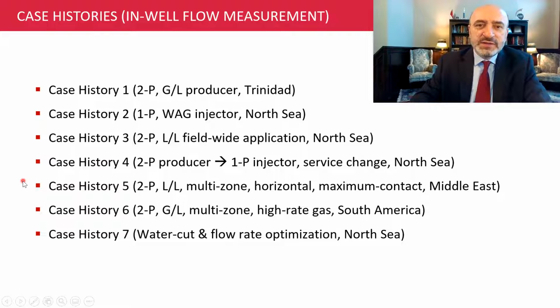Case history number 5 is about the optimization of a multi-zone horizontal maximum contact well in the Middle East. This will be followed by case history number 6, a gas liquid application, a multi-zone high-rate gas producer in South America. And I will share an interesting background story on this case. Finally, case history number 7 is a demonstration of how water cut and flow rate optimization is achieved in a well in the North Sea region.